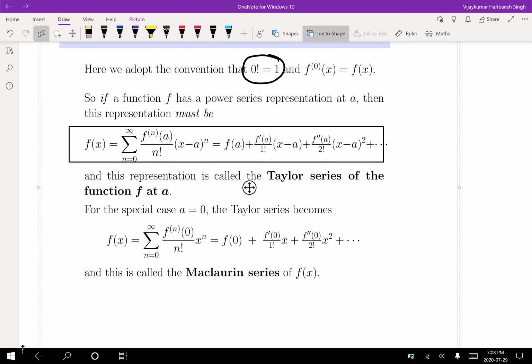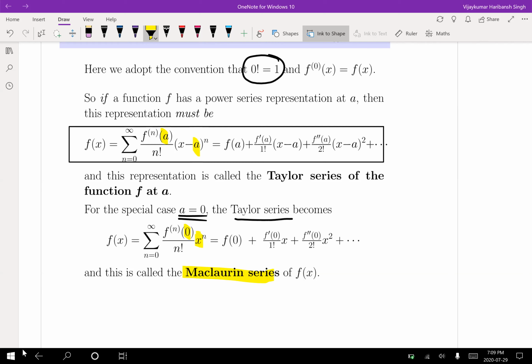Now, when a is 0, if you put a equals 0, then this Taylor series gets a new name. It's called the Maclaurin series, after the name of the inventor. So when you put a equals 0, what will happen? Your a will become 0, as you see here, and x minus 0 becomes x to the n. So this is the Maclaurin series. So the Maclaurin series is a special case of the Taylor series.